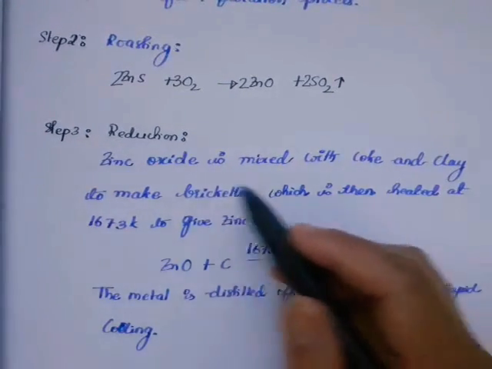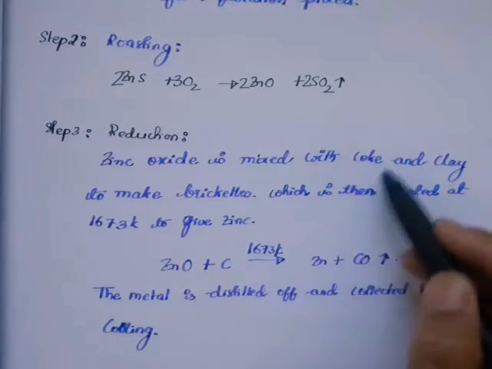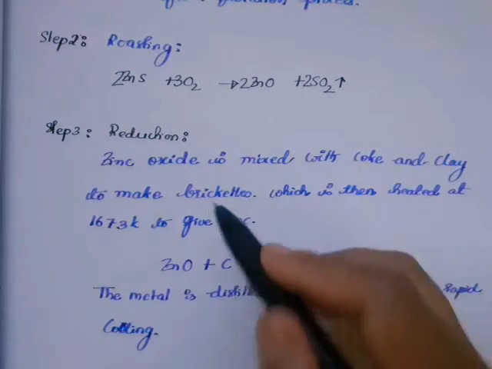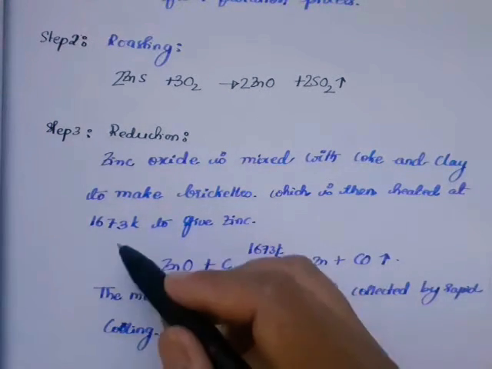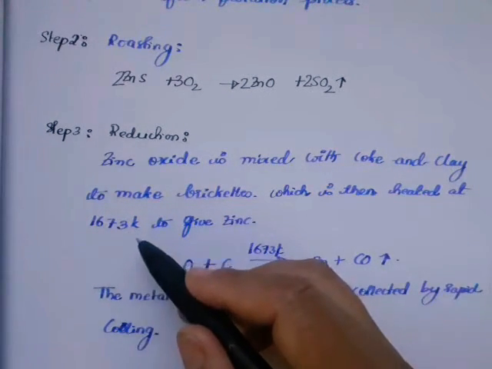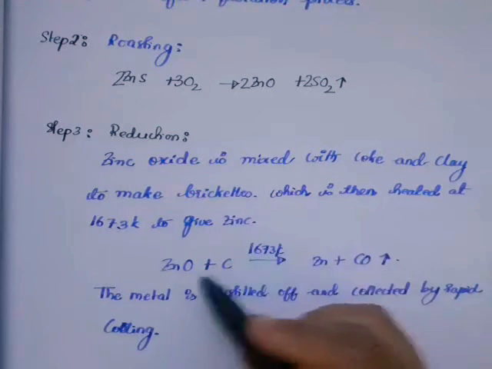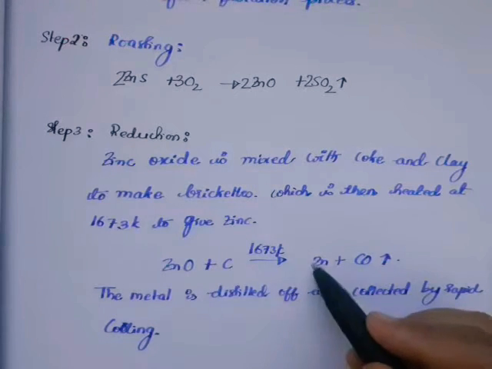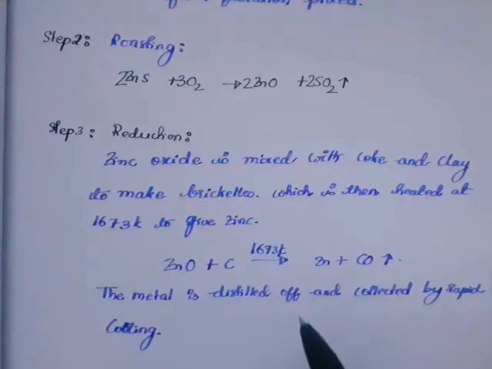Now after roasting, we need to do reduction. For reduction, this zinc oxide is mixed with coke, carbon, and clay to make briquettes. This is heated at a temperature of 1673 Kelvin, which then gives your zinc. So carbon here is reducing zinc oxide to zinc. Carbon is a reducing agent here. Then the metal is distilled off and collected by rapid cooling.